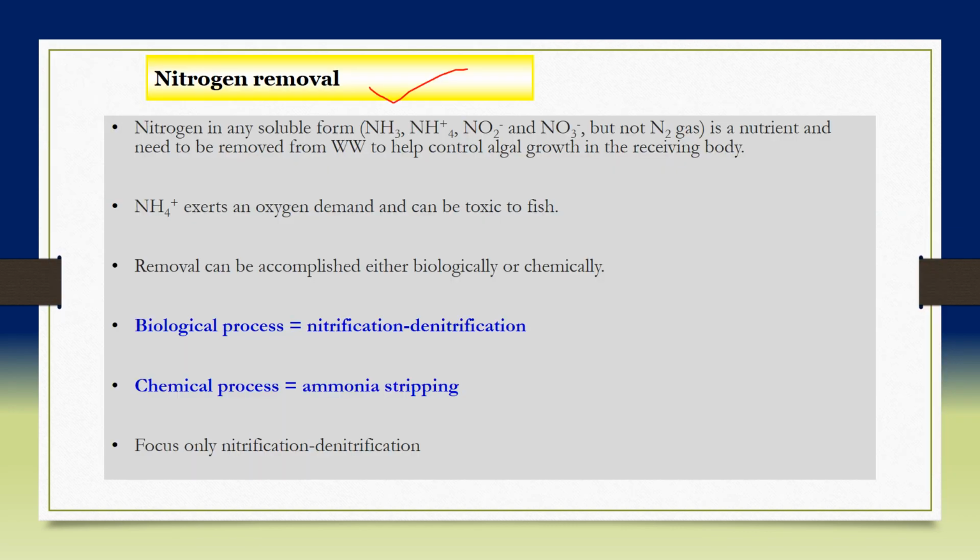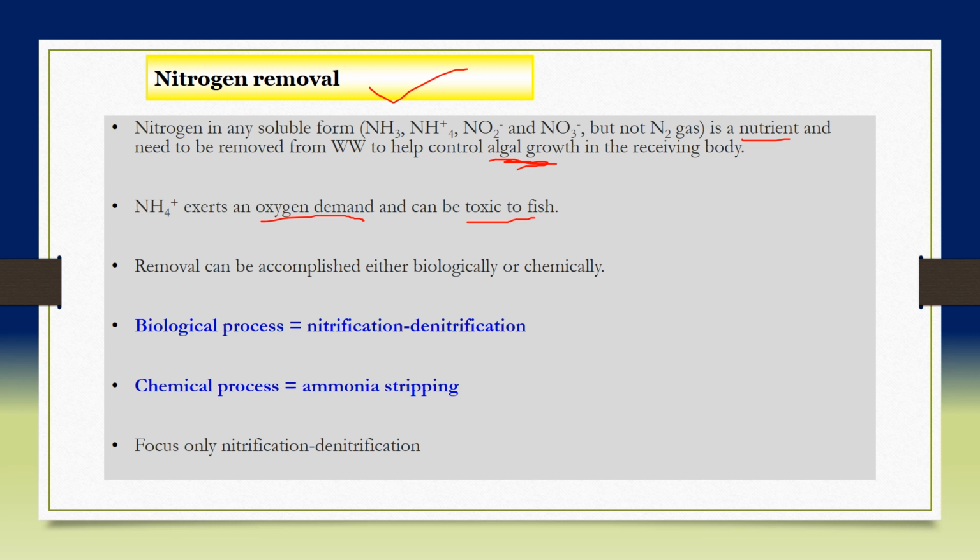Okay, next is the nitrogen removal. So nitrogen in an insoluble form is a nutrient and need to be removed from wastewater to help control algae growth. Sama. Nitrogen and phosphorus is a nutrient. So this nutrient kalau terlalu banyak, dia akan menjadikan pertumbuhan algae yang terlalu banyak. So bila algae terlalu banyak, so dia akan jadi toxic to the fish and also mengurangkan oksigen dalam air.